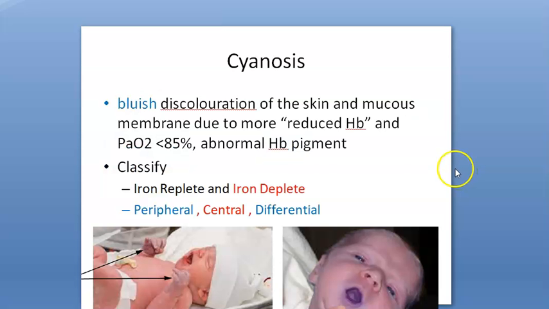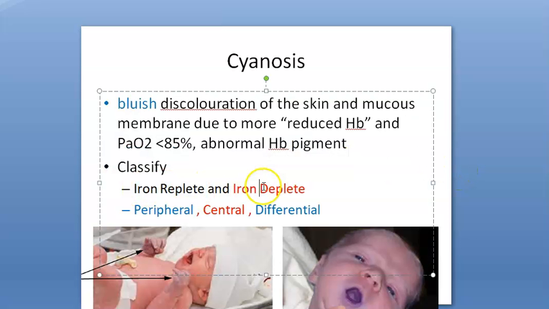So in this video you covered cyanosis. You looked at what iron deplete cyanosis is. You looked at what peripheral, central, differential, and intermittent cyanosis are, right? All this you looked at in this video. Okay. Bye bye.